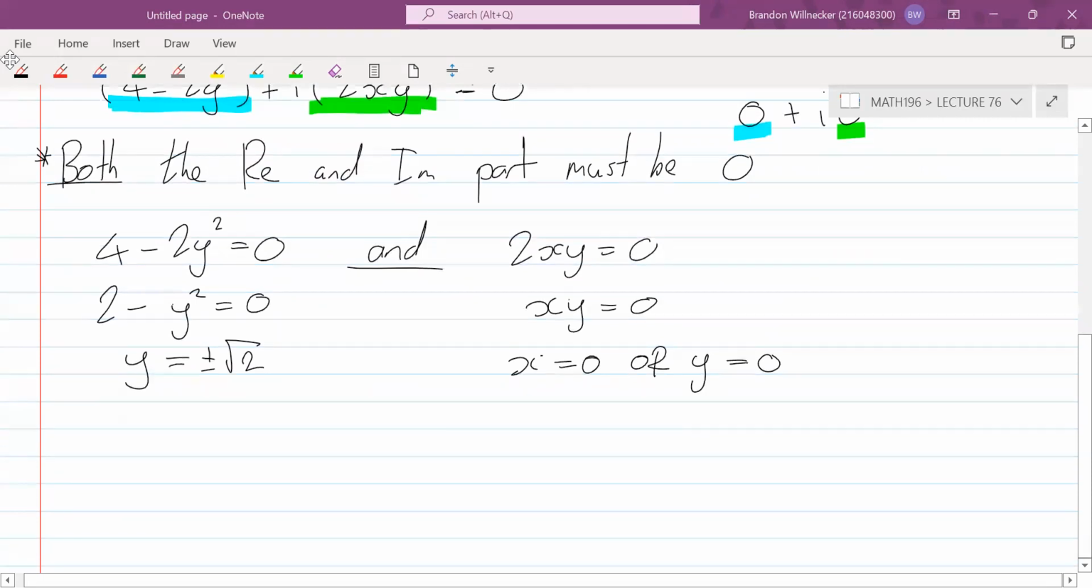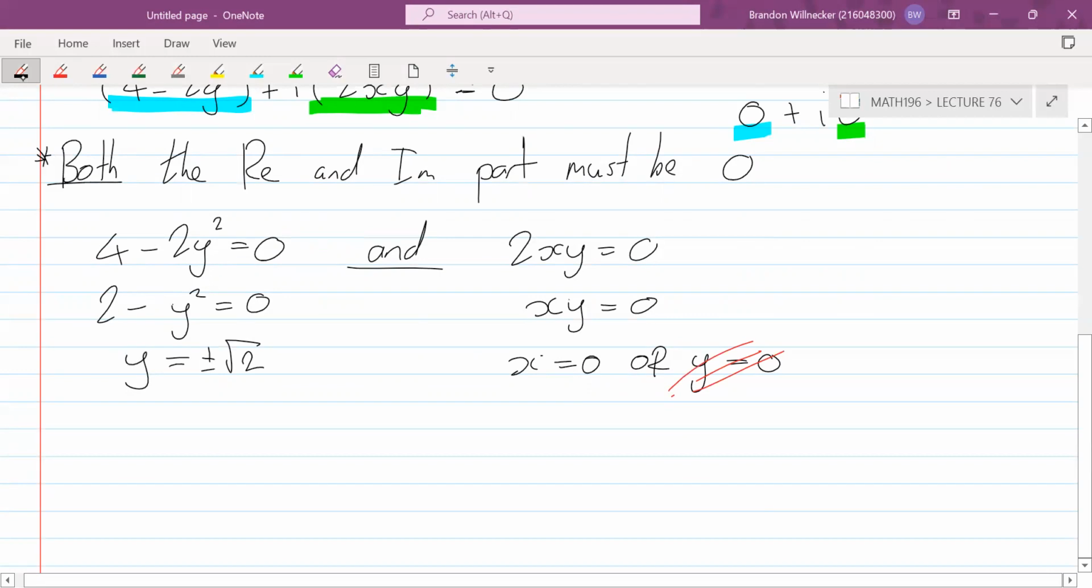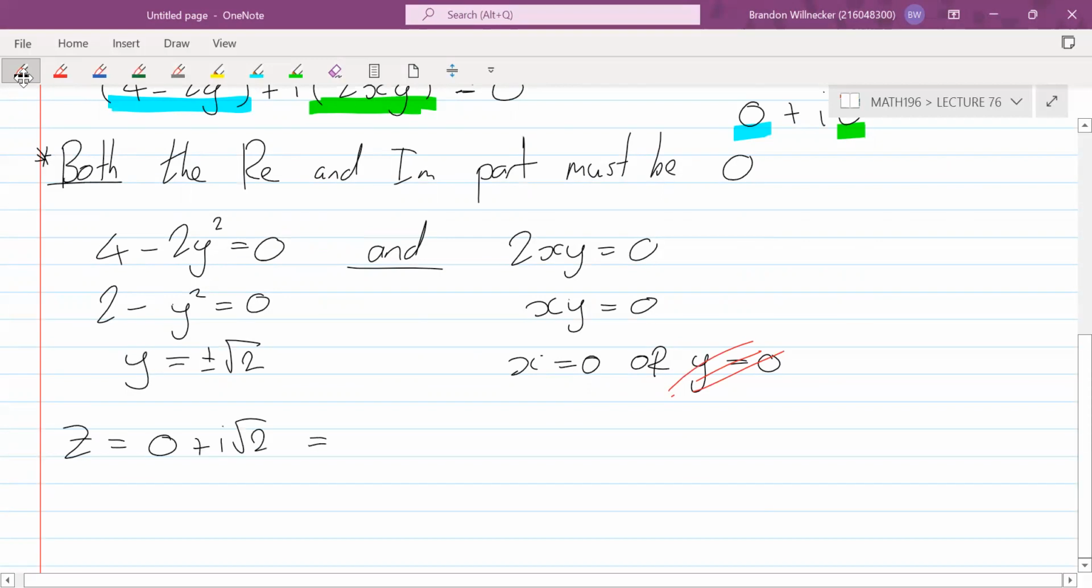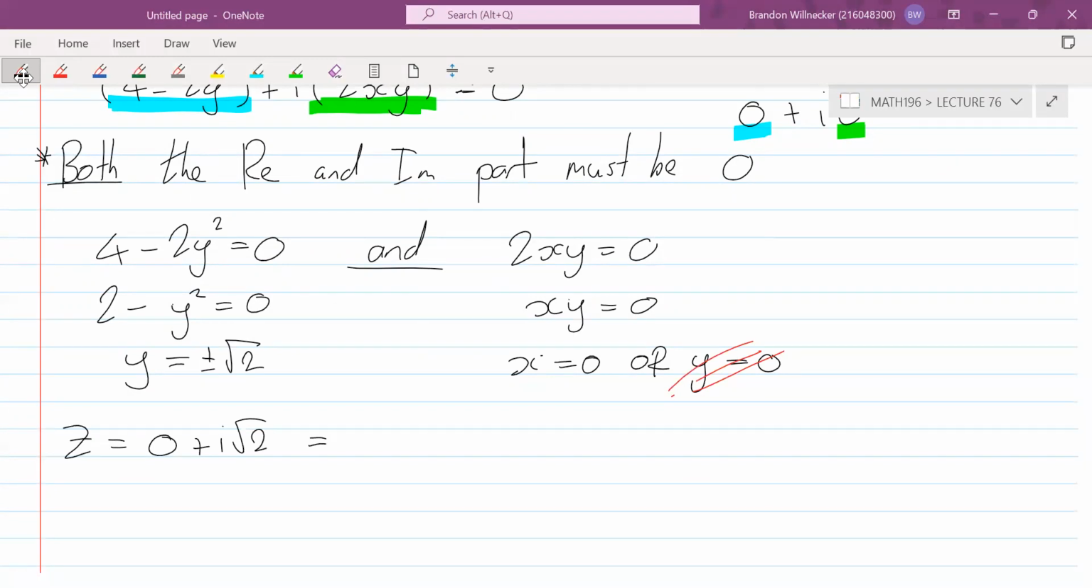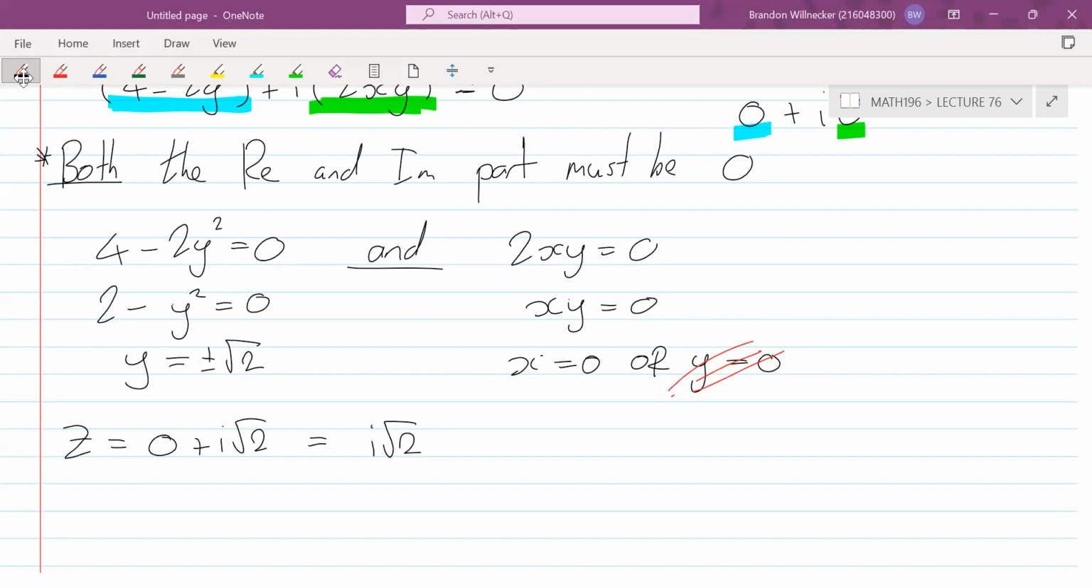Well, for the first part, we said that y could be plus or minus root 2. So it can't be that and 0. So we can get rid of that part. So we know that x is equal to 0 and y can take on those two values. So that gives us the possible values for z. So z is going to be, the real part is 0 and the imaginary part is root 2. So plus I root 2. So you can write it like that to show the real part and the imaginary part, or we can just write I root 2. And that's just saying that the real part is 0 because we're not writing it down.